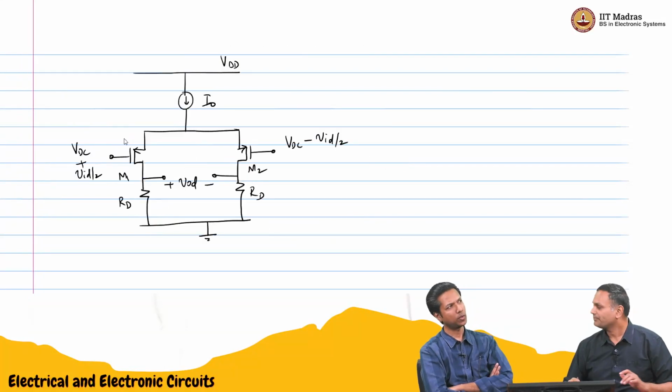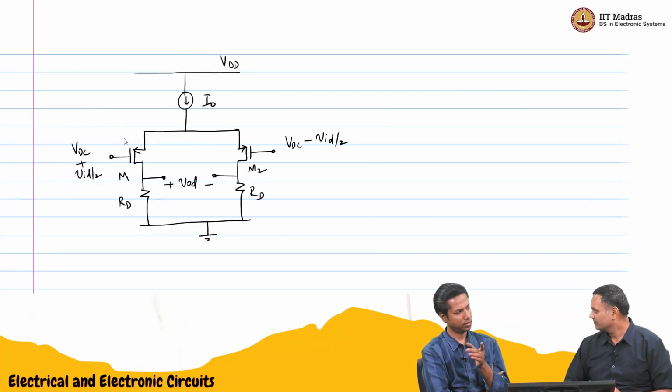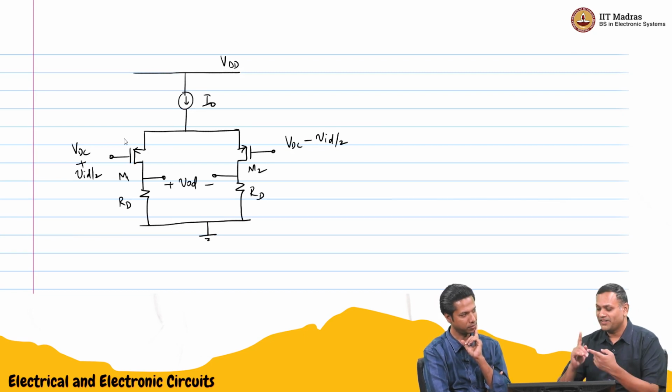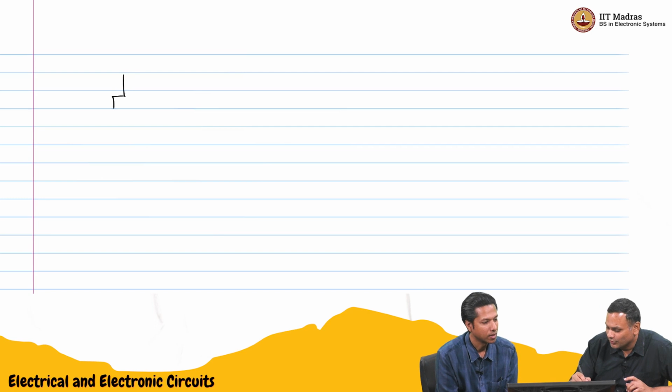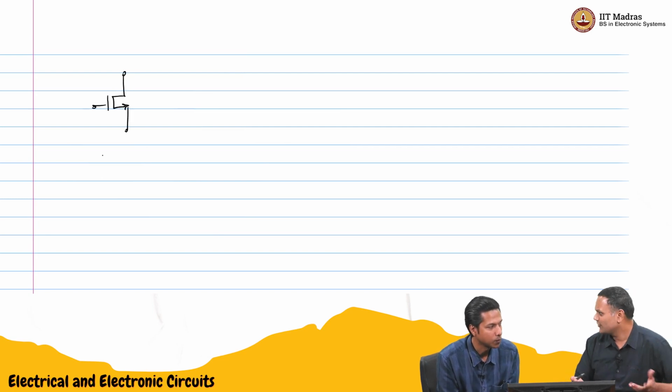So now should we also discuss common drain and common gate? We did common source. The way the discussion proceeded, we said there are three terminals for the transistor, and in the same way for this also we have three terminals.